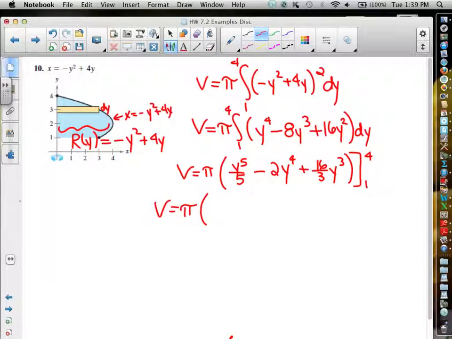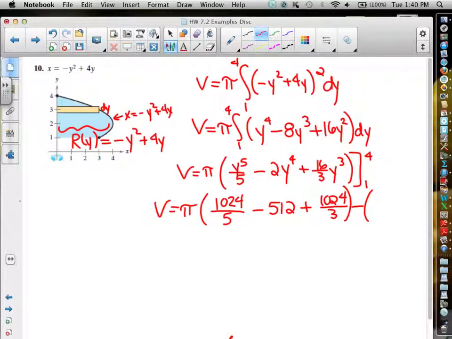All right, and then you can plug this into your calculator. You're going to help me out. 4 to the 5th power, is that 1024 over 5? I think it is. 4 to the 4th power, and then times 2. I think that one's 512. Do it for me and check, make sure I'm not screwing this up. And then 4 cubed times 16. I think that one's 1024 over 3.